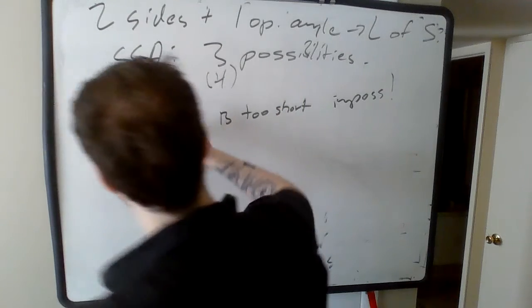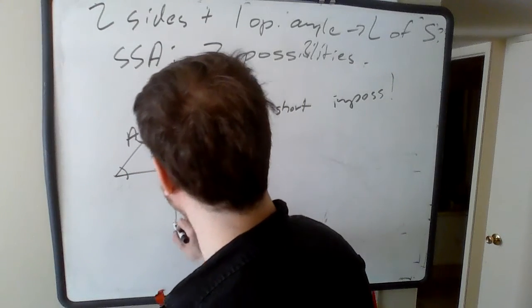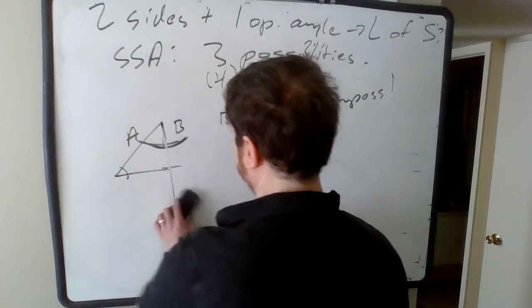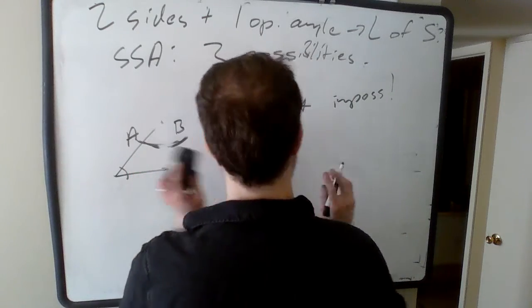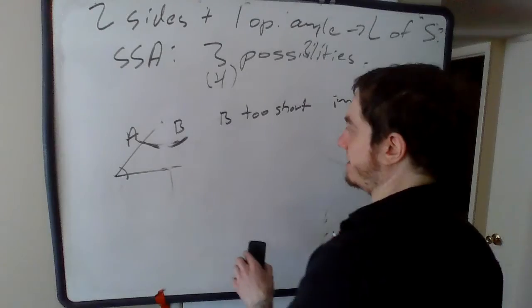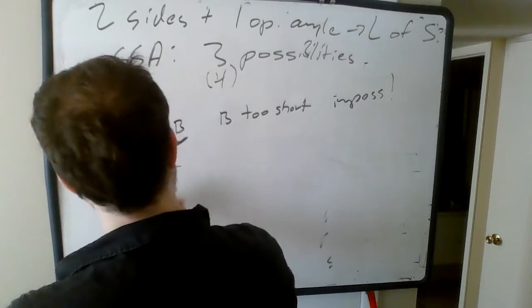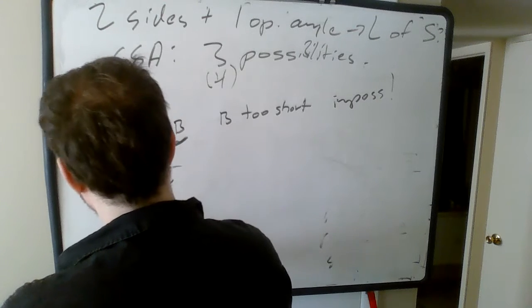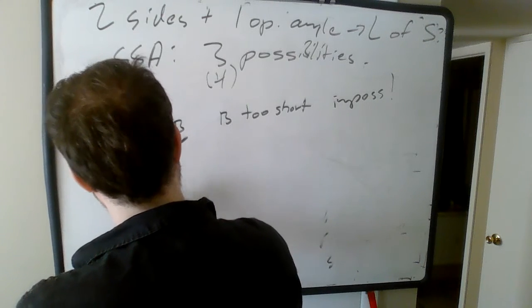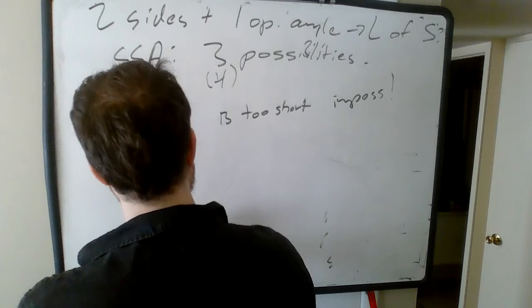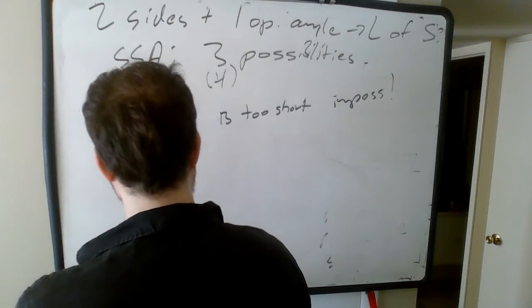Another possibility is that B is too long. So I could, instead of having it be too short, maybe it's so long. Well, actually, no, that's fine. Sorry, so yeah, that's not impossible. This is just the next case that we want to look at. So the next possibility is that, same kind of setup, my length for B might be very long.